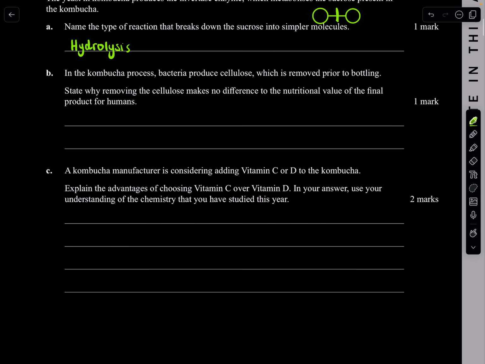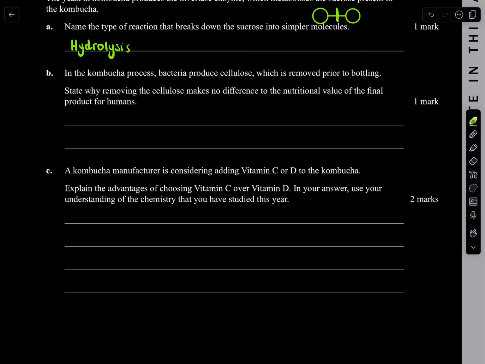B. In the kombucha process, the bacteria produce cellulose, which is removed prior to bottling. State why removing the cellulose makes no difference to the nutritional value of the final product for humans. Easy. We know cellulose. We know humans can't digest cellulose. It's because we lack the enzyme cellulase.